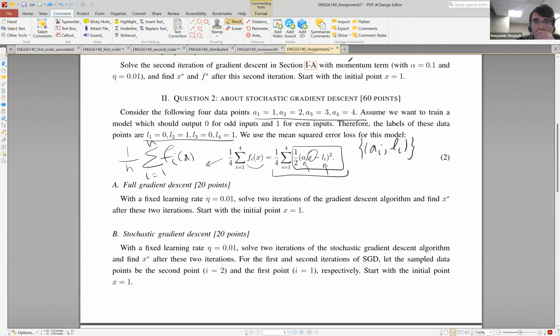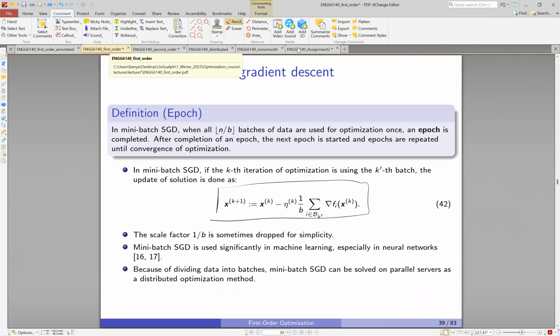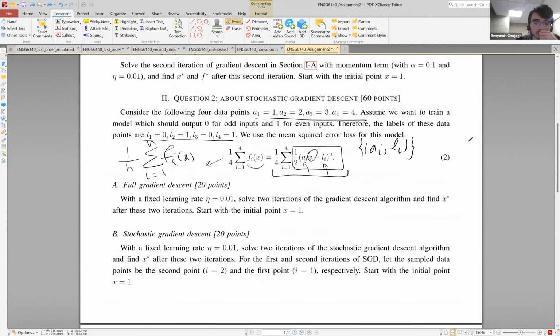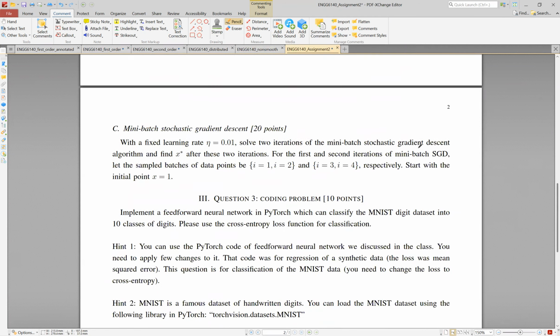Okay. If there is no other question on the assignment, let me briefly tell you. Actually, Ben, I have one doubt. Yes, tell me. For the coding part, is it okay if we use the Keras library?